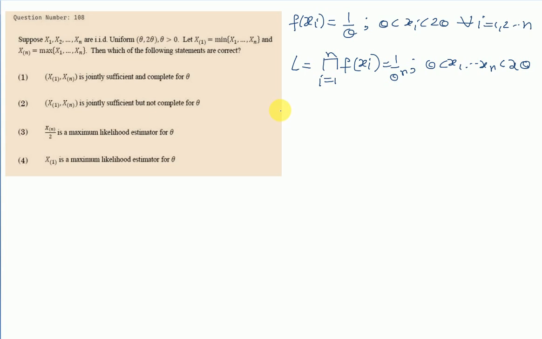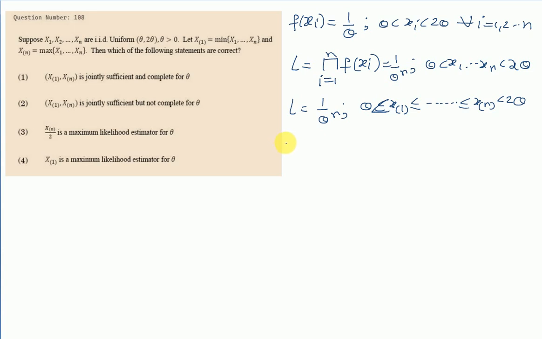We have another way of writing likelihood, which is in the form of order statistics: 1 upon theta raised to power n, theta less than or equal to x1 less than or equal to some other order statistics, some next order statistics, then xn less than or equal to 2 theta. Here only the inequality sign is required.